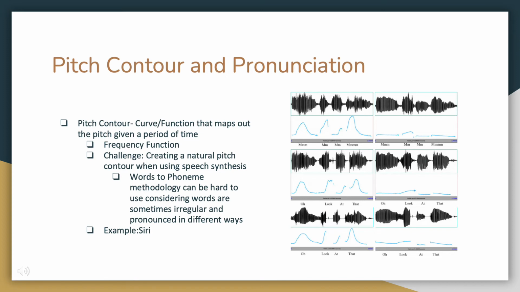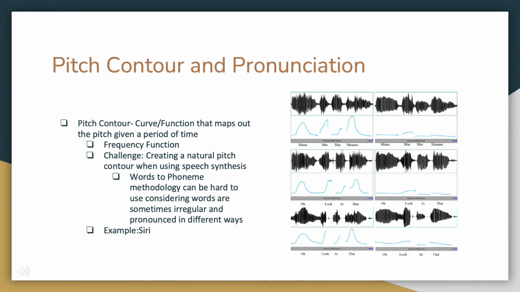One methodology for this is the words to phoneme methodology. A phoneme is basically a sound that makes up a word, such as cat, for example, which is made up of the phonemes k, a, t. So this methodology can be used. However, it is tough to use because some words are irregular and can be pronounced in different ways. For example, take READ, which is pronounced 'reed' or 'red'; this is an example where words to phoneme could be a bit difficult.